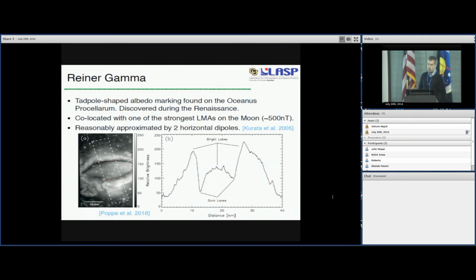So how does Reiner Gamma look? Just visually, and this is a picture I stole from Andrew's paper. I think it's quite popular today. I think I've seen it before. So you have literally these two dark lanes there, which are these ones, surrounded by bright lobes, the brightest one on the outside, and then a brighter one also on the inner side.